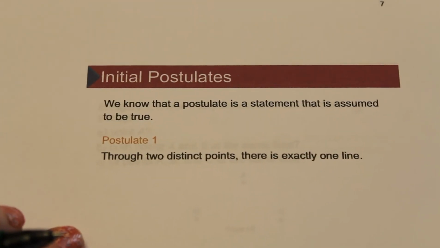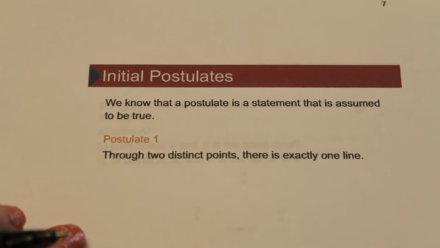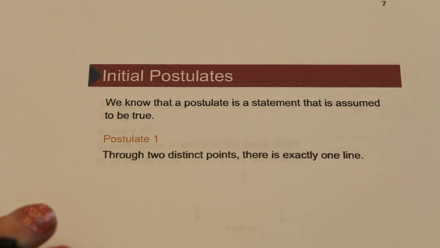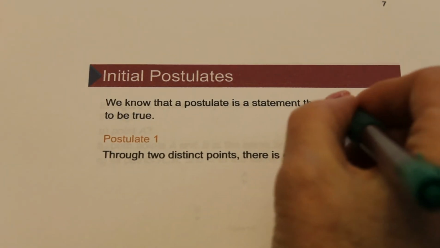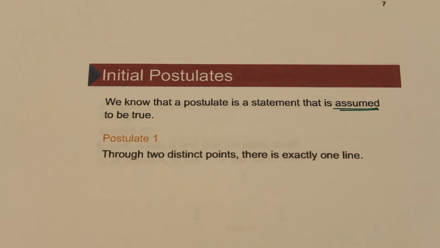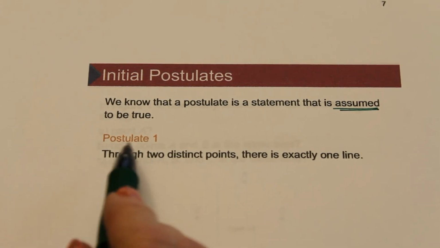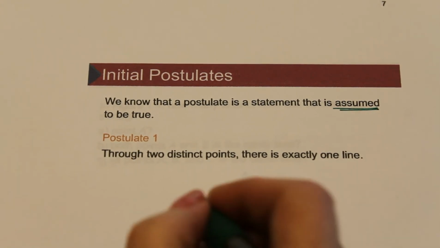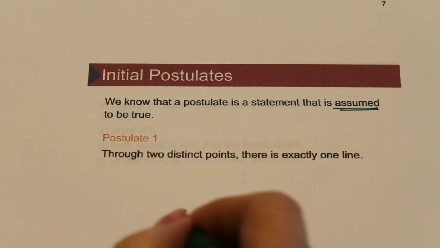So let's start with some postulates now. A postulate is a statement that is assumed to be true. In other words, you can use it when you're doing logical reasoning. It can assume to be true. It's assumed to be a true statement. And so here's our first postulate: through two distinct points, there is exactly one line.